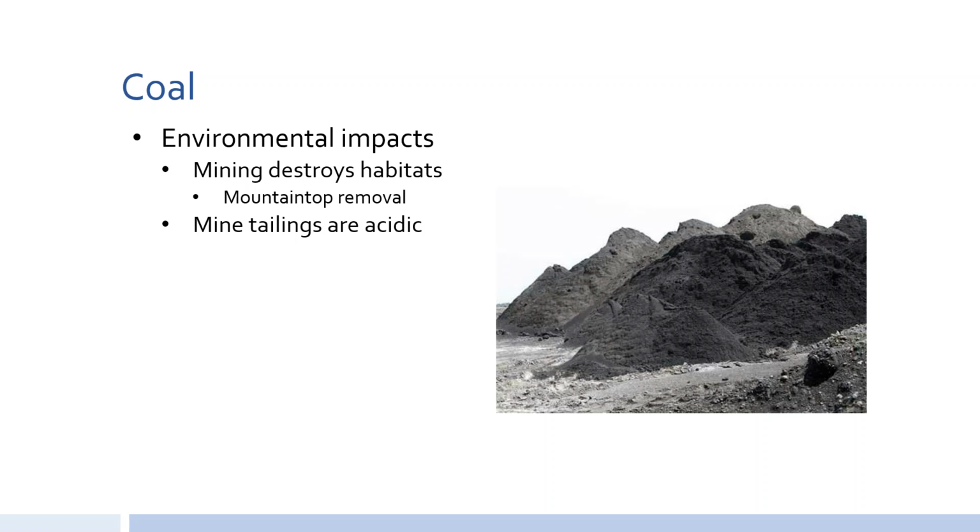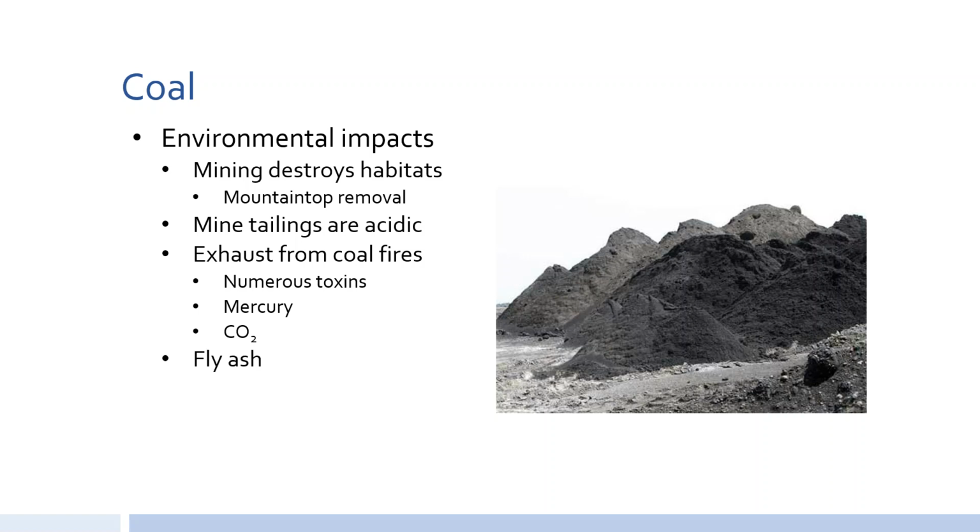And then we also have problems with exhaust from these coal-fired power plants, which can lead to numerous toxins in the air, including mercury and CO2, right, which is a greenhouse gas. So we're very concerned about that in terms of climate change. Again, coal is a very dirty burning fuel. And then also this fly ash, which is this solid material waste, which can also become airborne as well. This is a picture of fly ash right here.